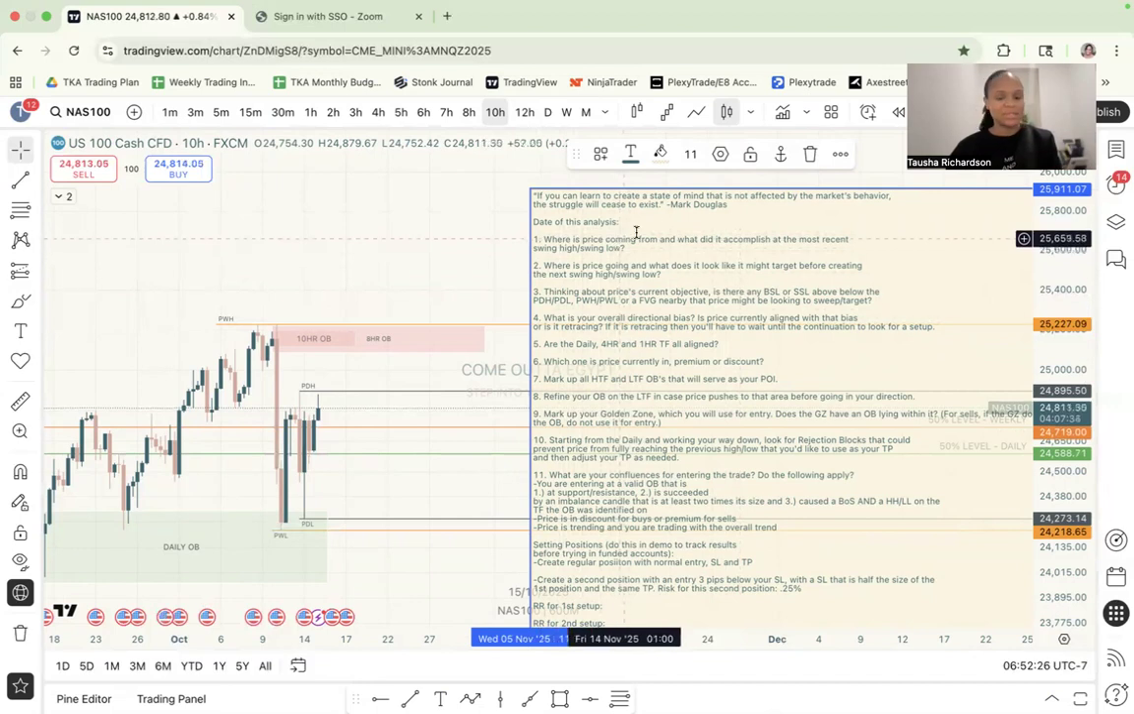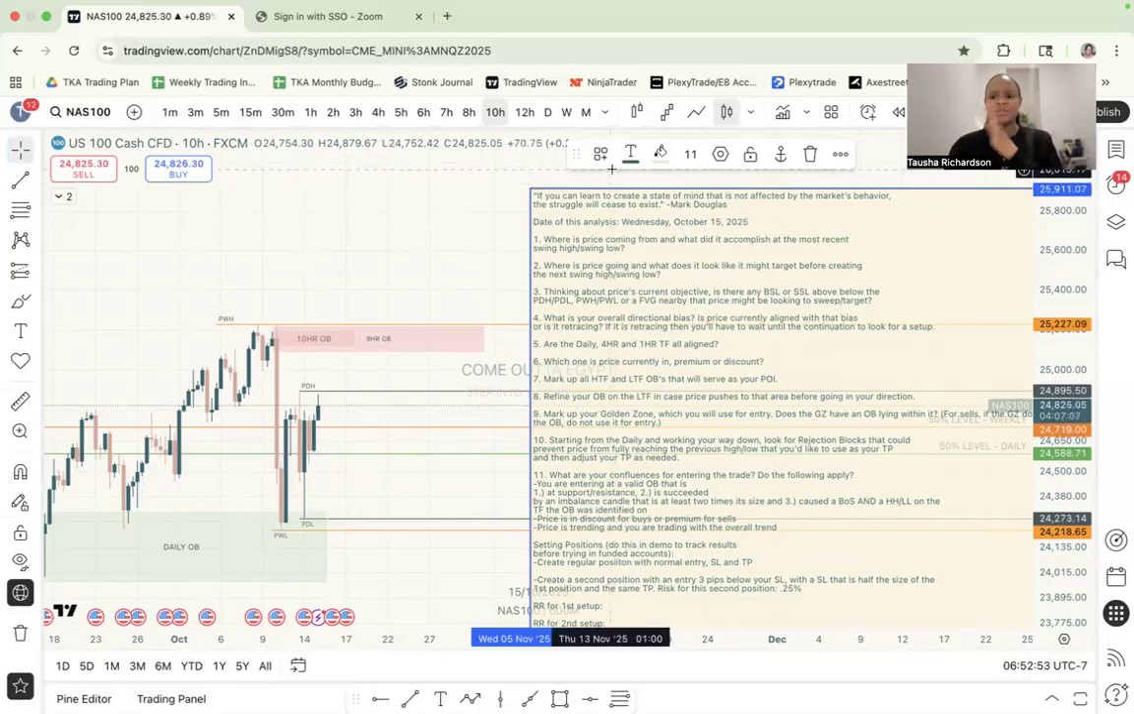And I always write down the date because I like to know when I did the analysis and then when the trade played out, because sometimes it takes a few days. So today is, and actually I want to start writing down the weekday as well. Let's say Wednesday, October 15th, 2025. So the first thing that I ask myself is, where is price coming from and what did it accomplish at the most recent swing high or swing low?